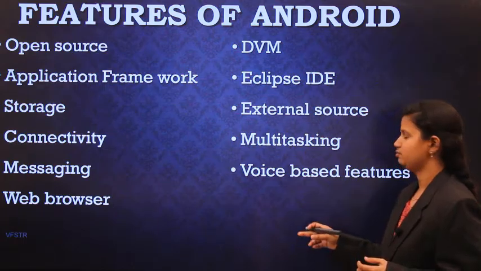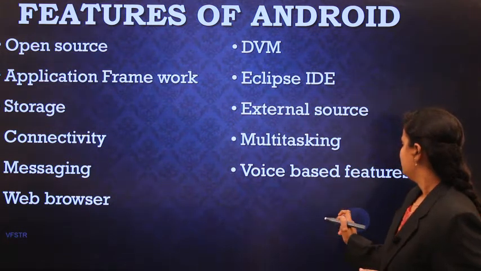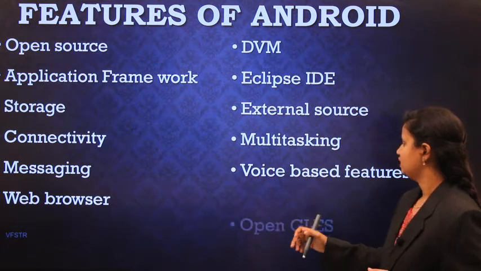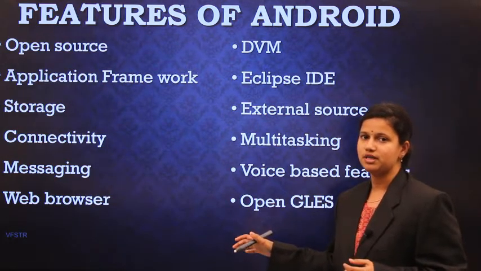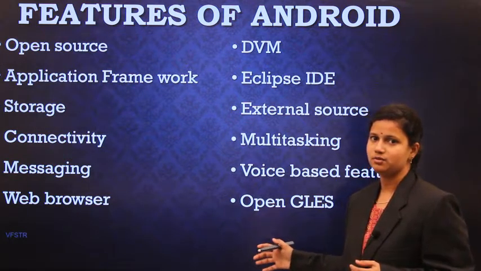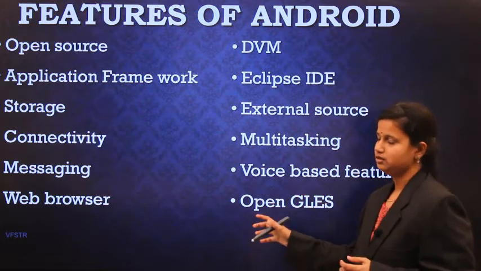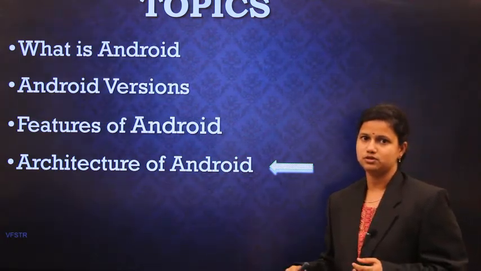And the next one is the voice-based feature. So from the voice, it will recognize your message and convert it into a text format. And the next one is OpenGL. So this is for the graphics. If your application has any graphics-related information, that graphics is also handled by using this OpenGL library. So these are the different features.